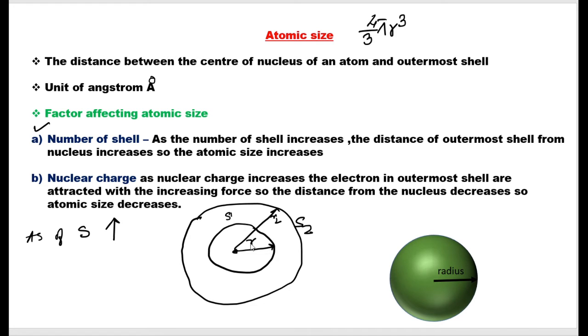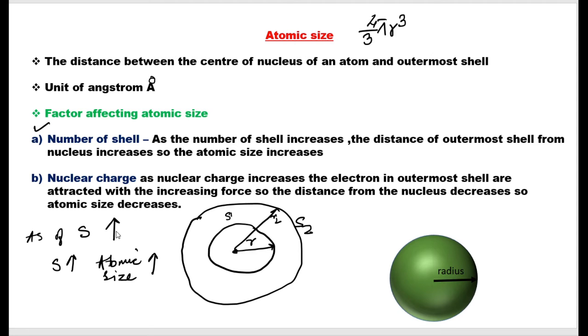So, what is the basic underlying concept? As the number of shells increases, atomic size increases. ठीक है, यहाँ तक क्लियर हुआ? What I am trying to say is, as you go more away from the nucleus, as the distance increases from the nucleus, the volume of the sphere or the atom increases. ठीक है, यहाँ तक सिंपल था.